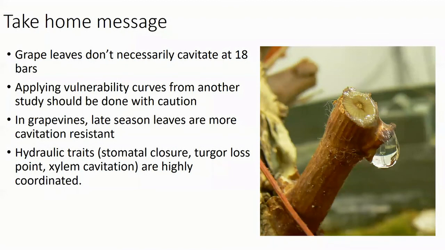Specifically in grapevines, late season leaves are more cavitation resistant. I would guess this is true for many species in the Mediterranean, especially deciduous species. And eventually hydraulic traits, stomatal closure, turgor loss point, and xylem cavitation are all coordinated in a complementary way that enables plants, or at least grapevines, to maintain their stomata open toward the end of the season without losing turgor and without cavitating, without losing their hydraulic conductivity due to cavitation.